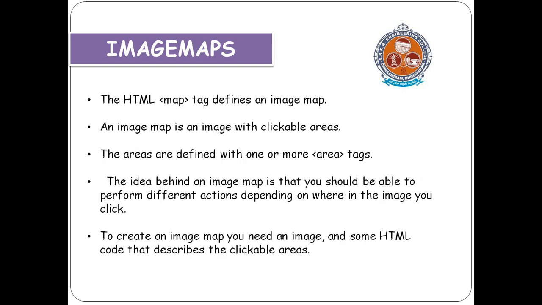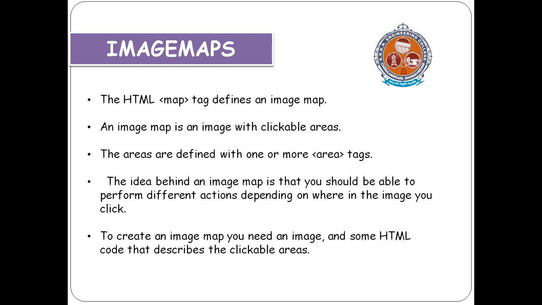Okay. The HTML map tag defines an image map. An image map is an image with clickable areas. The area is defined with one or more area tags. The idea behind an image map is that you should be able to perform different actions depending on the area of the image. For example, on some web pages that consist of different images, whenever you click on an image, automatically another page will open. That means the image is redirected to another page. That concept is nothing but image maps.